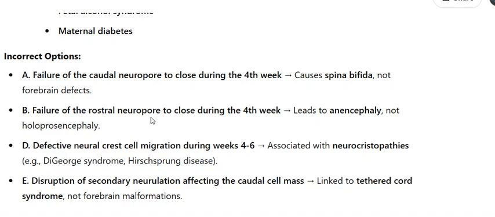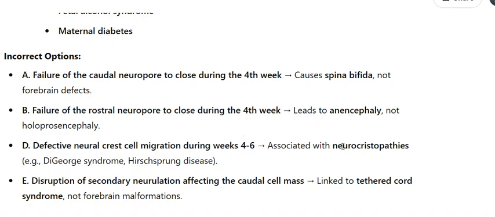D. Defective neural crest cell migration during weeks 4 to 6 is associated with neurocrestopathies, e.g. DiGeorge syndrome, Hirschsprung disease. E. Disruption of secondary neurulation affecting the caudal cell mass is linked to tethered cord syndrome, not forebrain malformations.